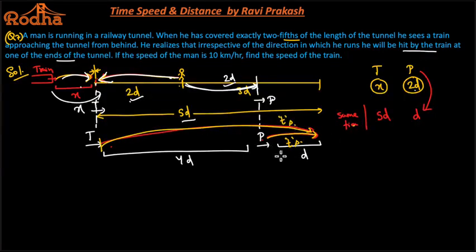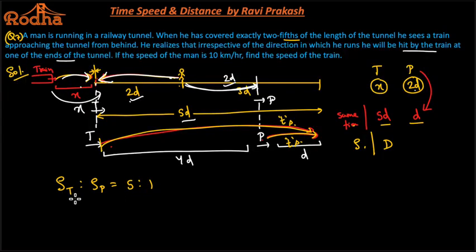So time is constant. So I can say that speed ratio is equal to distance ratio, है ना? Speed ratio is equal to distance ratio, right? So what is the speed ratio, guys? Distance ratio is 5:1, so the speed of the train to the speed of the person is also 5:1.